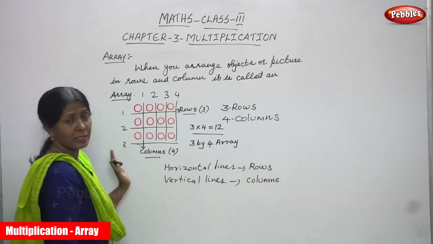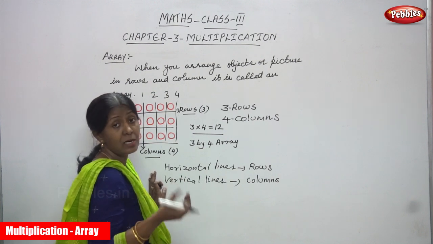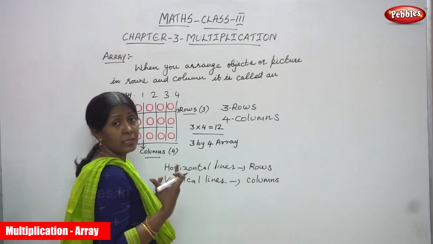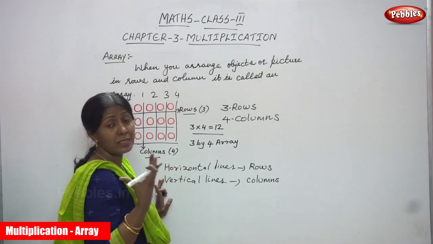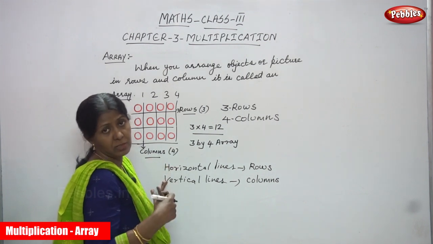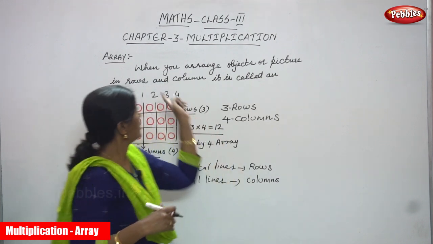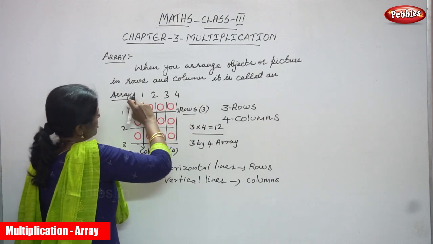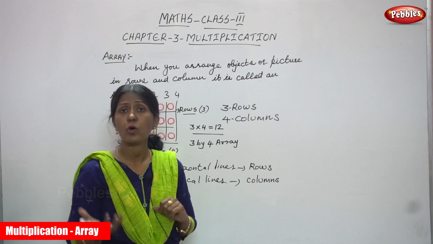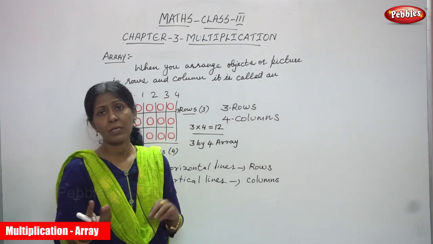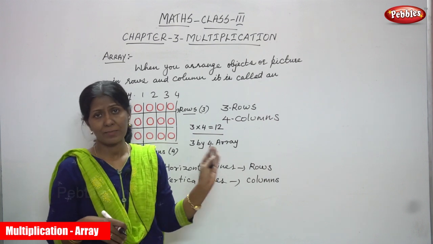This we can also use for multiplication. We use the array for multiplication, especially in that particular concept, where we represent or show the objects or pictures. When you arrange objects or pictures in rows and columns, it is called an array. I think you understand this concept very clearly.